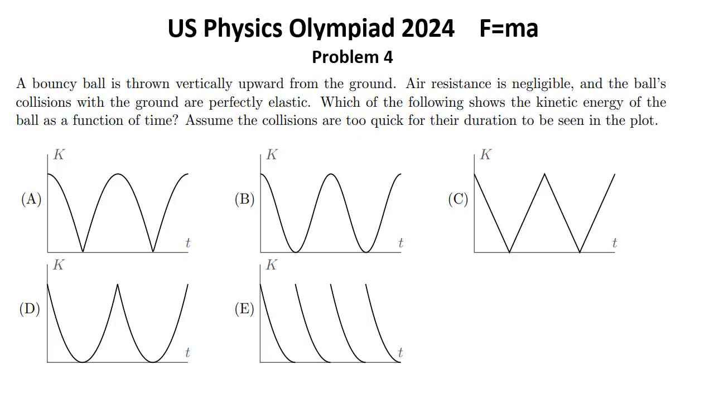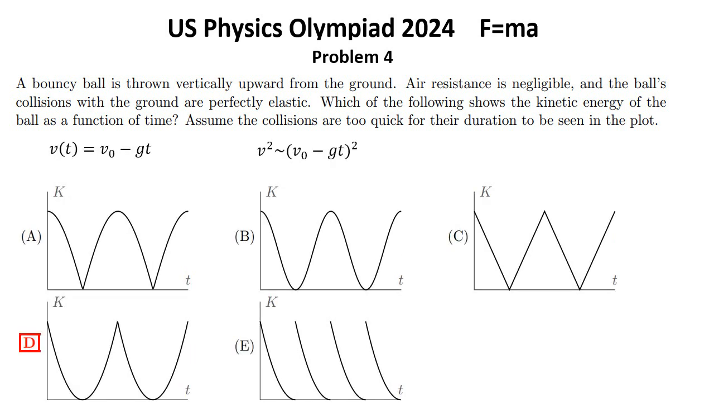Solution to problem number 4. When the ball is in the air, its velocity is v(t) equal v0 minus gt, so its kinetic energy is proportional to v squared, which is (v0 minus gt) squared. It is a concave up parabola. When the ball bounces, its speed stays the same, so the kinetic energy stays the same and there's no discontinuity. The graph of D corresponds to this behavior. That was the solution to problem number 4.